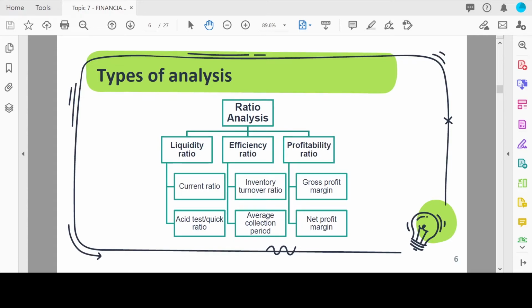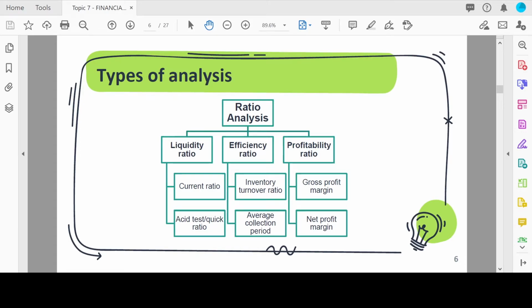However, if you read further on this topic, ratio analysis, you might find that there are many ratios that we can use to analyze the financial statement. It is not limited to these ratios only. There are many other types of ratios, even for efficiency ratios, other than looking at the inventory, other than looking at the account receivable. You may also calculate the ratio for total asset, for tangible asset.